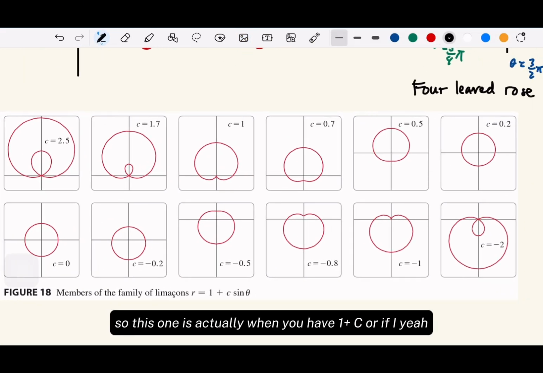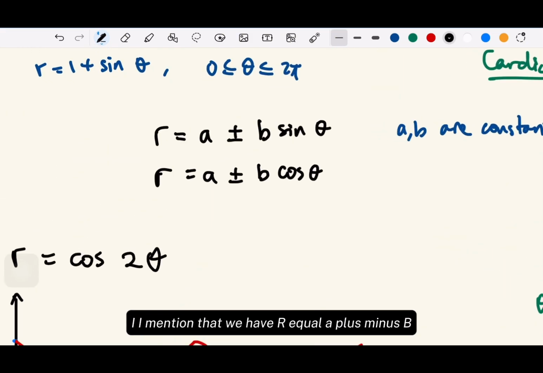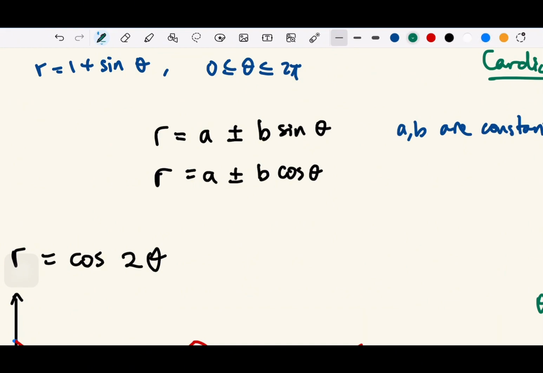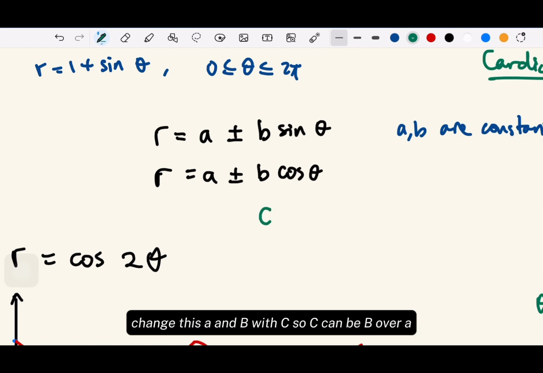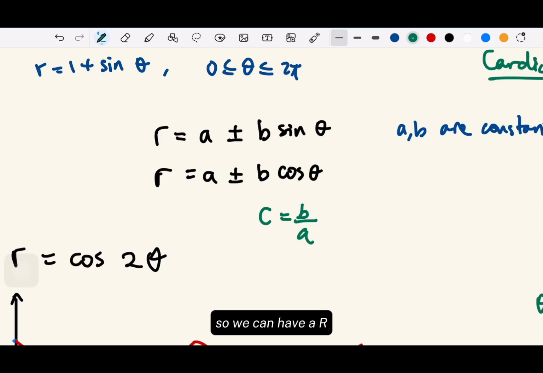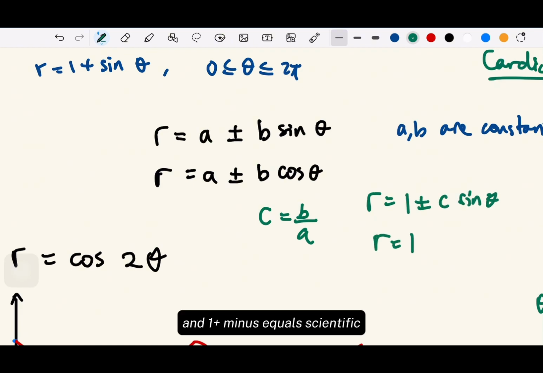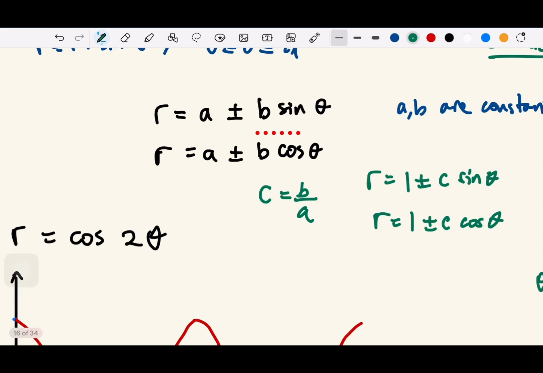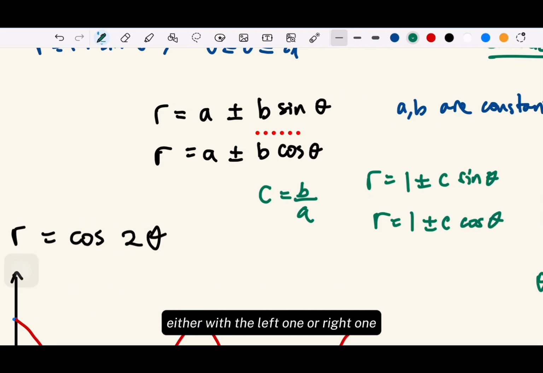So this one is actually when you have 1 plus c. I mentioned that we have r equal a plus minus b. So we can also change this a and b with c, so c can be b over a. So we can have r equal 1 plus minus c sine theta, or r equal 1 plus minus c cosine theta. This is another way to write the equations, but that should be the same, either the left one or the right one.